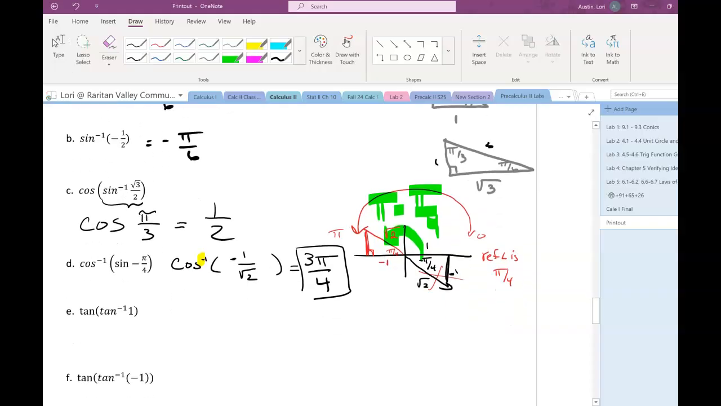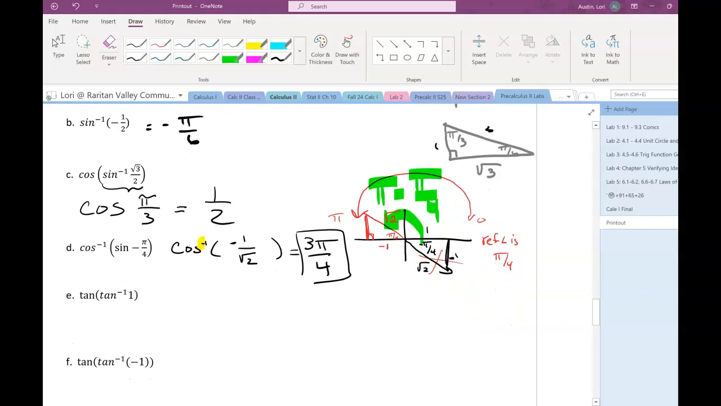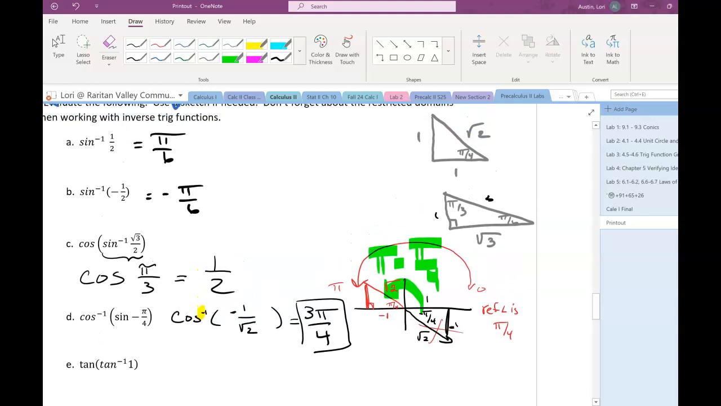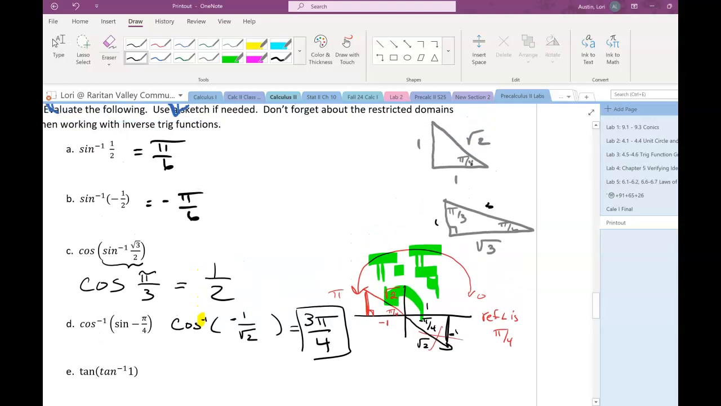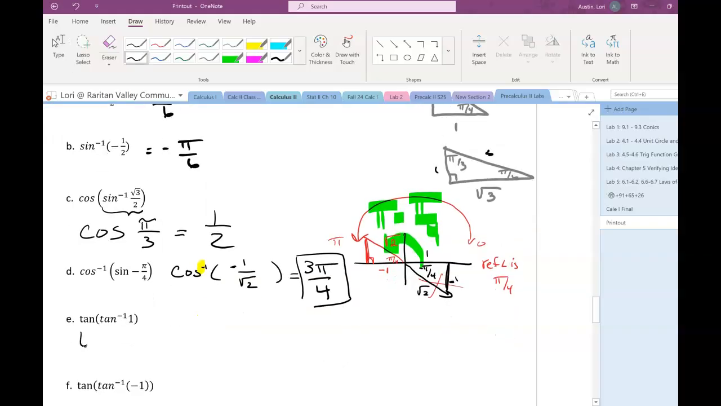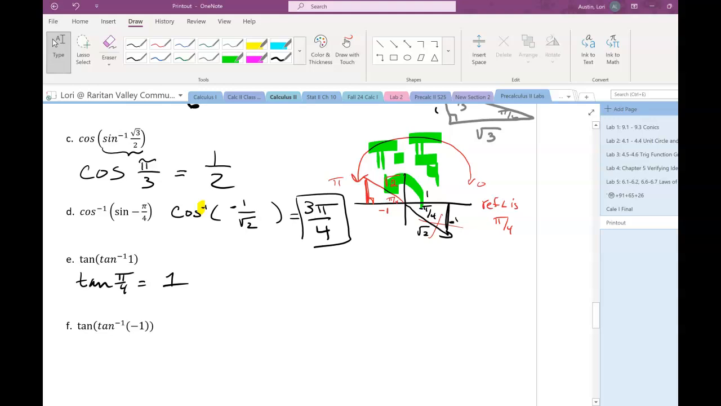Okay, let's keep moving. Tan of tan inverse of 1. All right, so of these triangles, which one has a tan ratio of 1? Well, that's going to be your pi over 4. So tan inverse of 1 is pi over 4, and tan of pi over 4 equals 1. So that is one that just takes you right back. But make sure you go through the steps carefully, because if you were asked tan of tan inverse of -1, that's going to be very different.